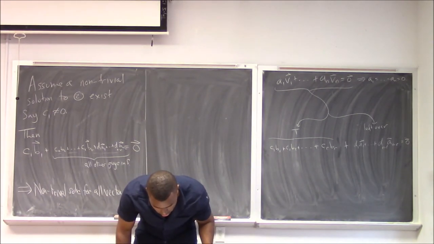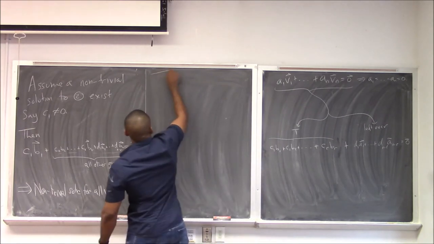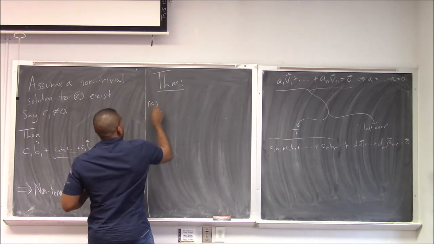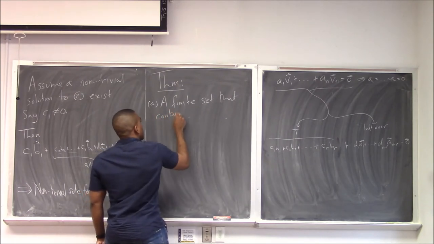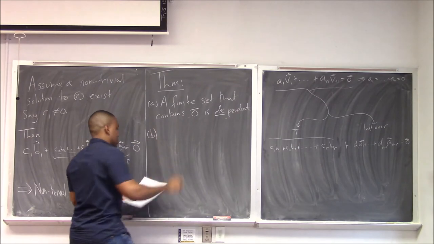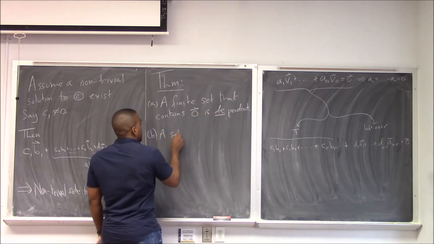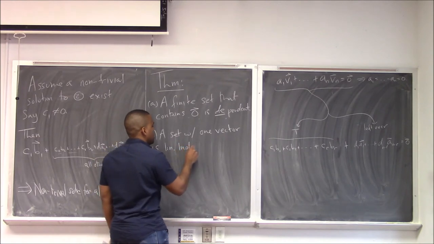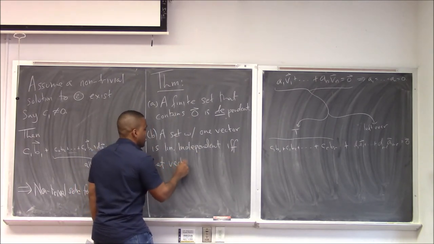Here are some other useful facts. Theorem. A finite set that contains zero is dependent. So a linearly independent set cannot contain zero. B. A set with one vector is linearly independent if and only if that vector is not the zero vector.